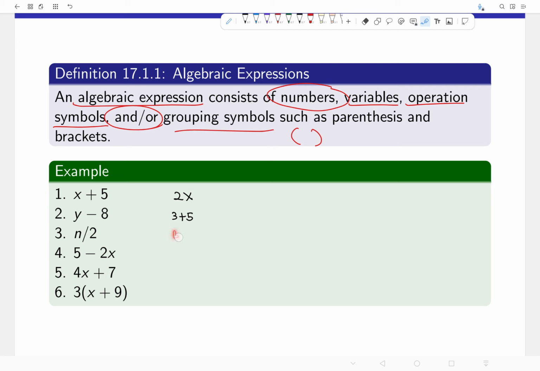Even a constant, let's say 5, is considered an algebraic expression, because this 5 alone has only a number, having no symbols, operations, variables, or grouping symbols. So if you look at the definition of algebraic expression, 5 can also be considered an algebraic expression, and so on and so forth. So there are infinitely many examples of algebraic expressions.